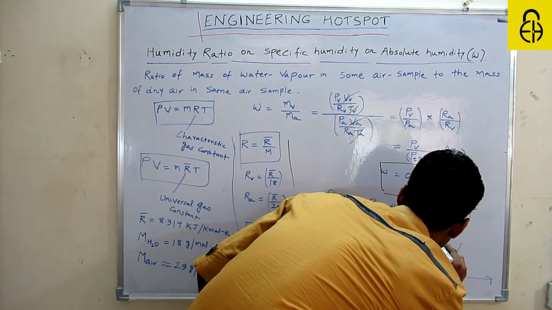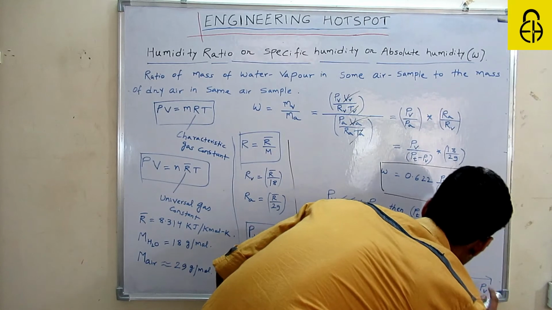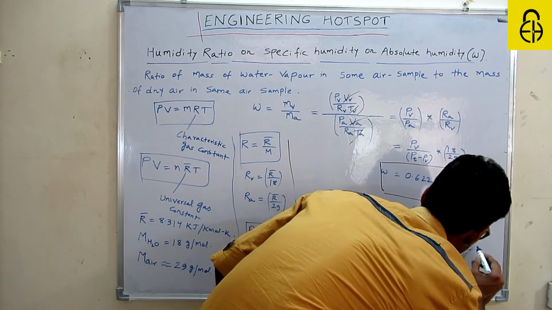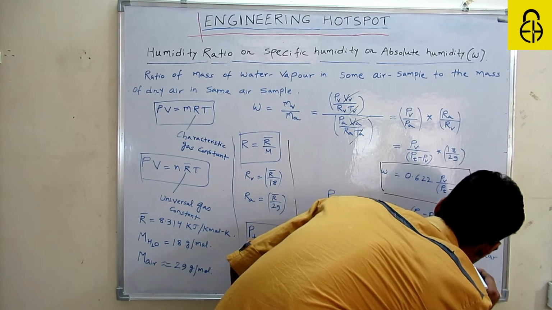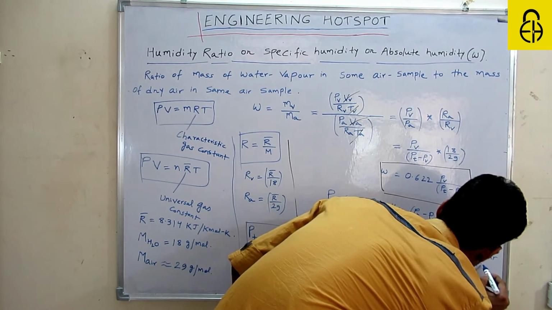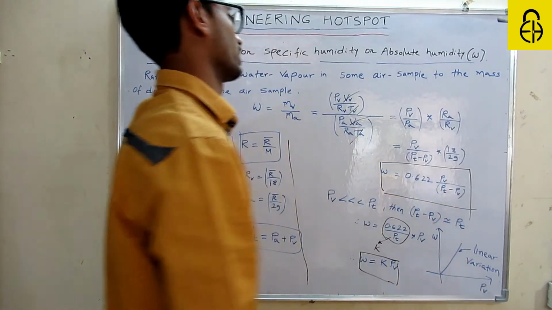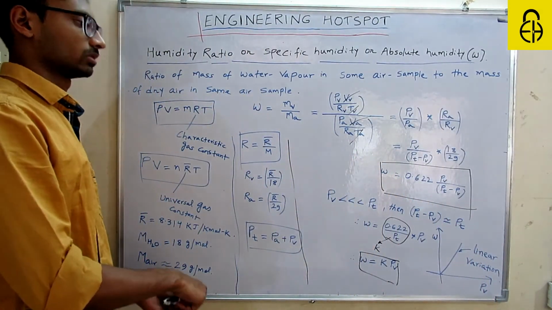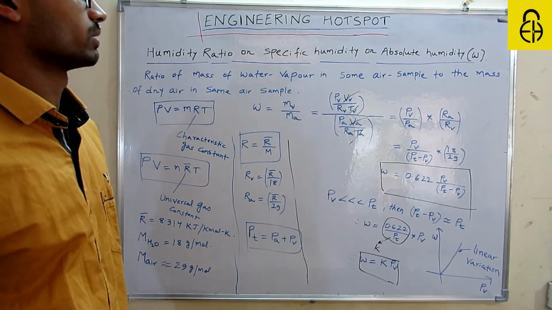This will be omega and this will be PV. Linear variation. Hope this thing is clear to you. So this is all about the humidity ratio or specific humidity.